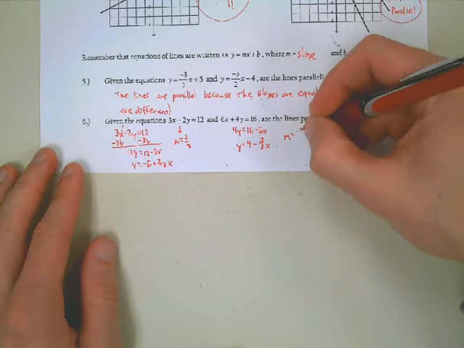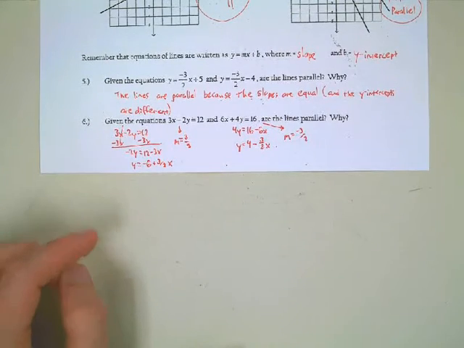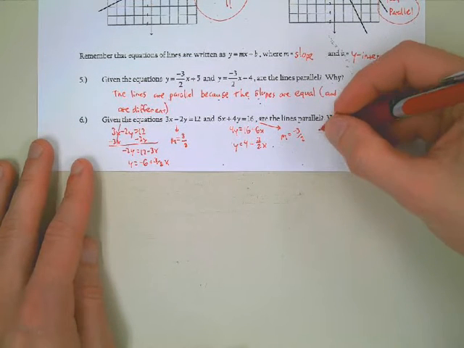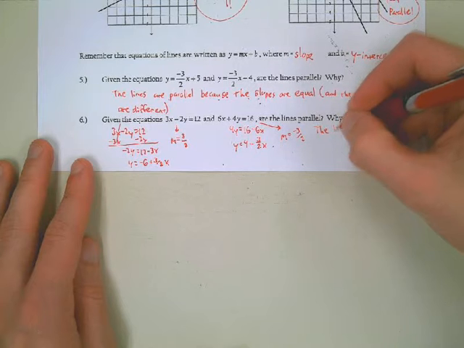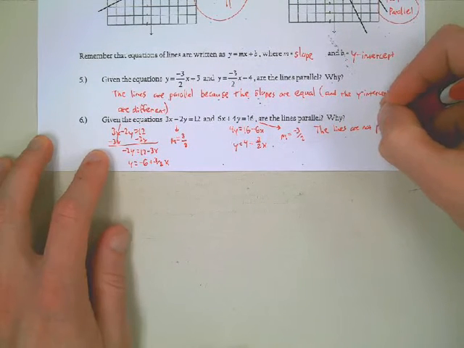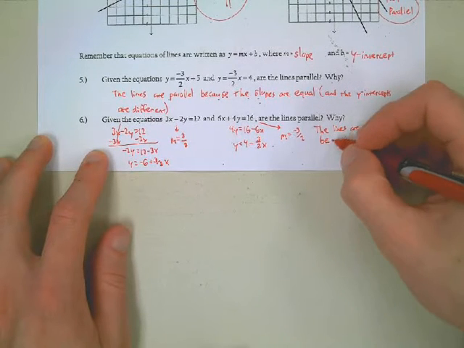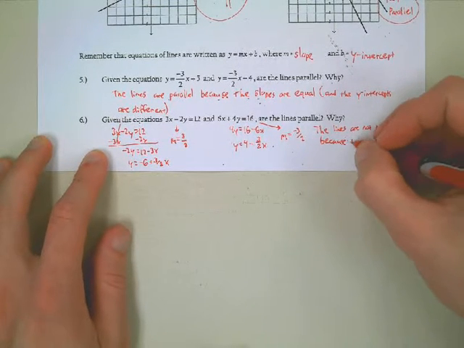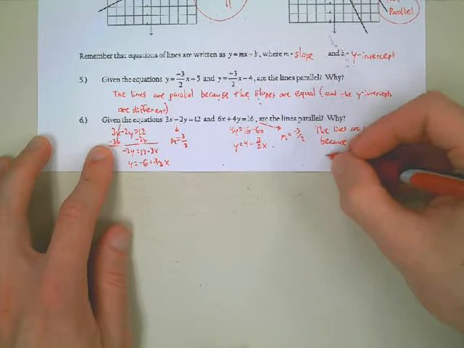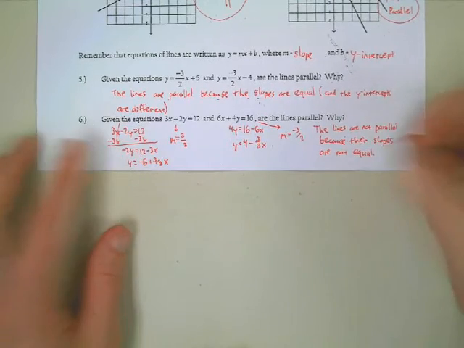Okay. So then are these lines parallel? Nope. The lines are not parallel because their slopes are not equal. Okay? There it is. Alright, questions on that?